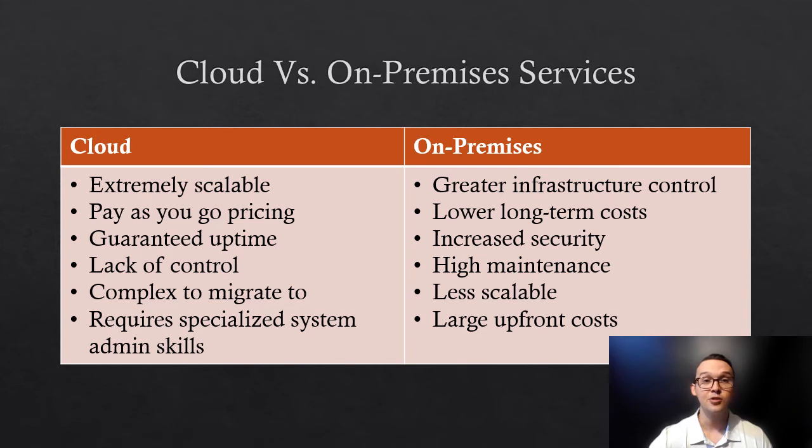There are several different trade-offs to consider before you decide to use cloud or on-premises. Cloud services are extremely scalable with flexible payment options. With service license agreements, they guarantee uptime. However, you do not own the hardware, so you cannot have complete control. The migration to cloud can be quite complex, and the use of cloud services may require the help of a specialist. On-premises infrastructure gives you greater control as you own it 100%.